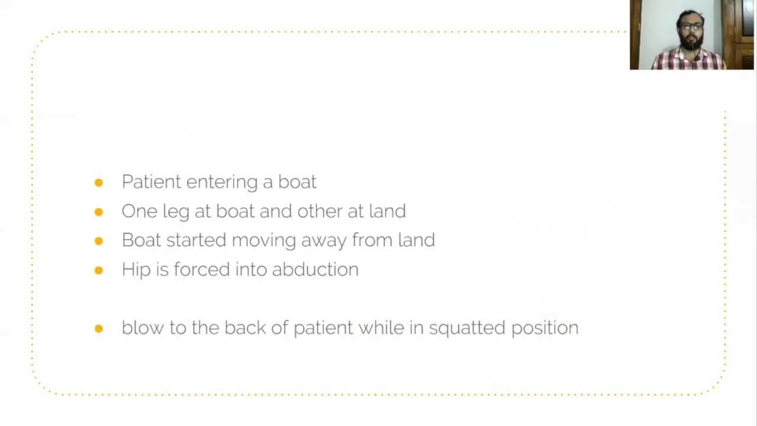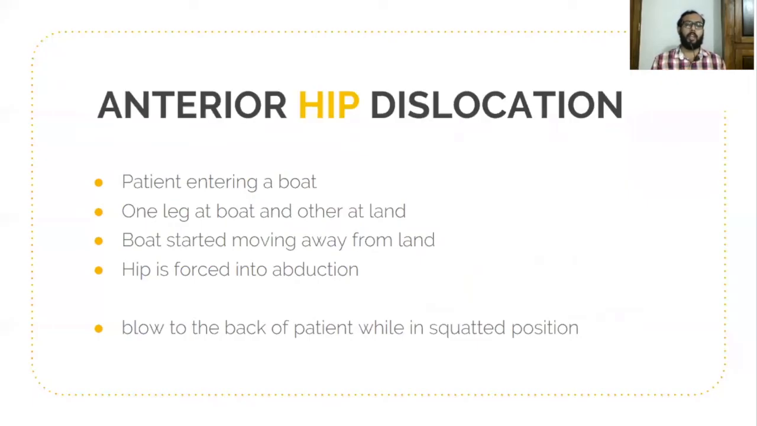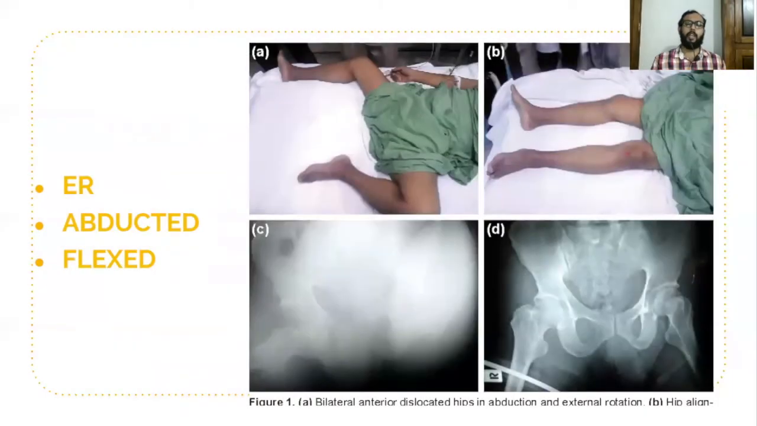Coming to the next injury, a person enters a boat with one leg on the land and the other on the boat. At that moment when the boat starts to move, this causes forced abduction of the hip, and it causes anterior dislocation of the hip, which is very rare when compared to posterior dislocation. Apart from shoulder dislocation, posterior dislocation is most common in the hip and anterior dislocation is rare.